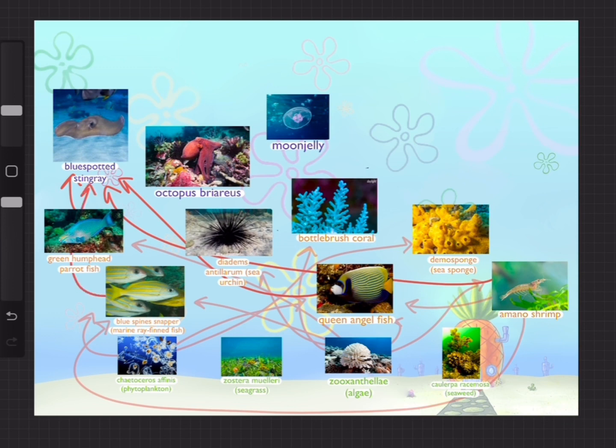Our octopuses also eat a variety of organisms. They eat our parrotfish and our queen angelfish and our shrimps and our blue spine snapperfish. And our moon jelly, our jellyfish, also eats plankton, so that will be our primary producer. They also eat small shrimp, actually. And yes, that's our secondary consumers.